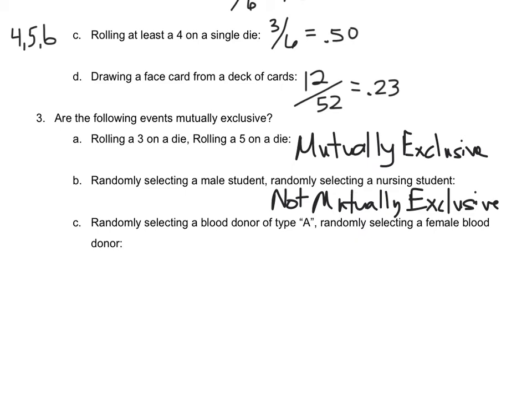Randomly selecting a blood donor of type A and randomly selecting a female blood donor. Can you be of type A and be a female at the same time? That answer is yes. So these are not mutually exclusive. These are examples that you'll be seeing on practice problems.